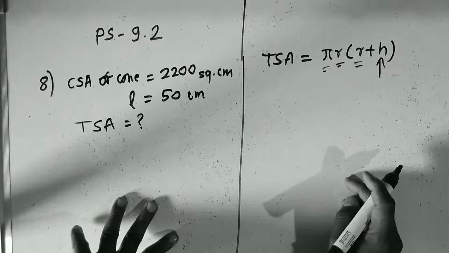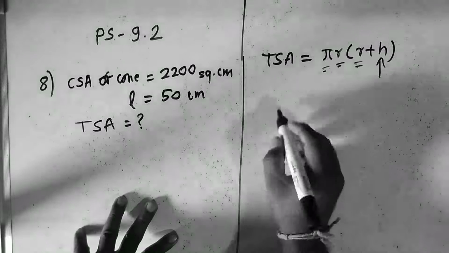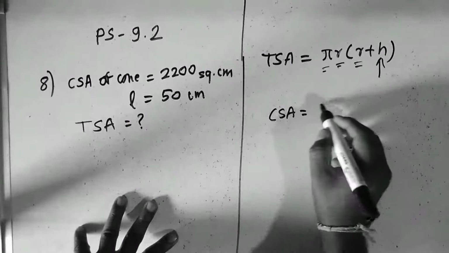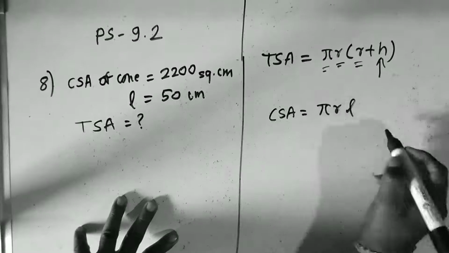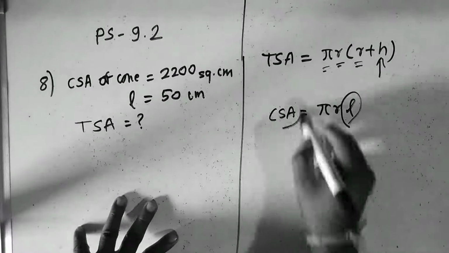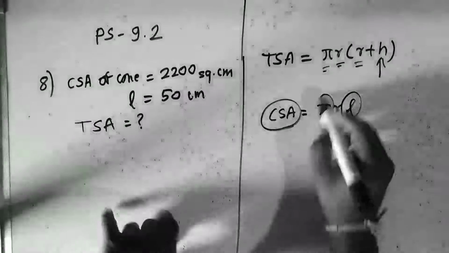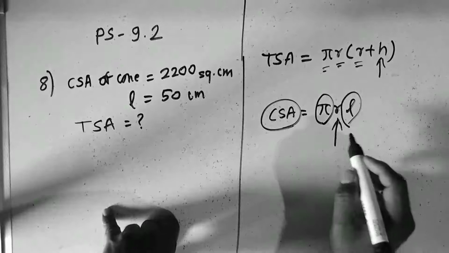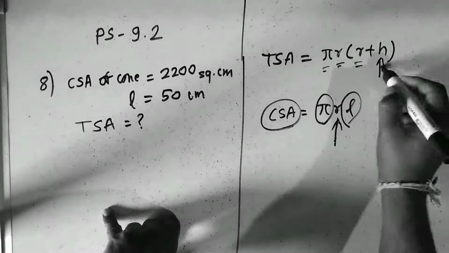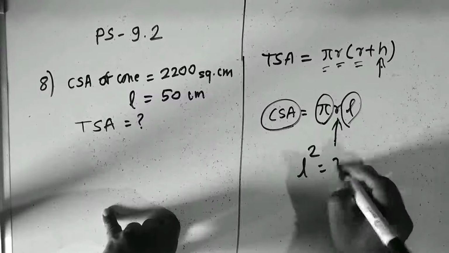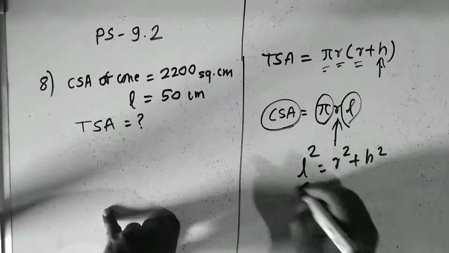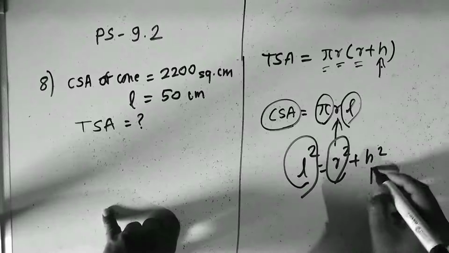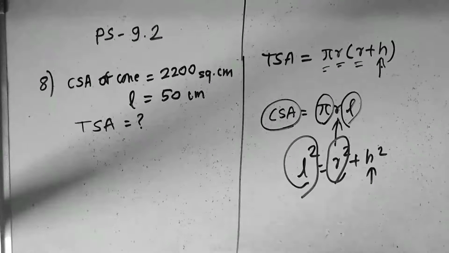Yes, it is very difficult to get the h directly, but I have the curved surface area which is given. Curved surface area can be calculated by using pi r l. So I will put the l value, the curved surface area's value, and the pi value, and I will get r. If I get r, it's very easy to get h. How? I have the formula l square equals r square plus h square. I will put l square and r square, and use this formula to get h.